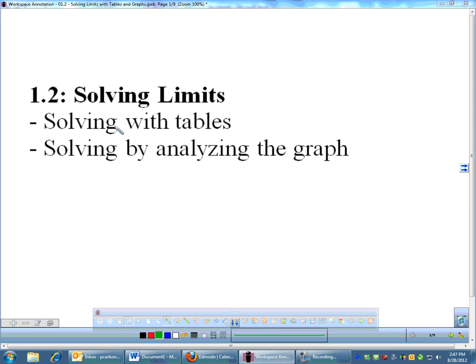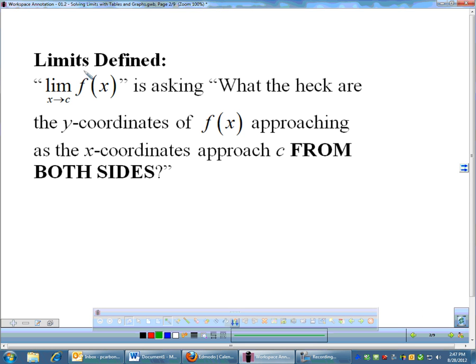So first, a look at limits. We're going to solve them with tables and by looking at the graph. Let's start by talking about limits, the definition. If you see something like this, the limit as x approaches some number c of f of x, what it's really asking is, what are the y coordinates approaching as x approaches c? And the key part is from both sides. There is such a thing as a one-sided limit, where you're looking only from the right or from the left, which you would indicate with a small positive or a small negative right here. Otherwise, you're always going to be looking from both sides.